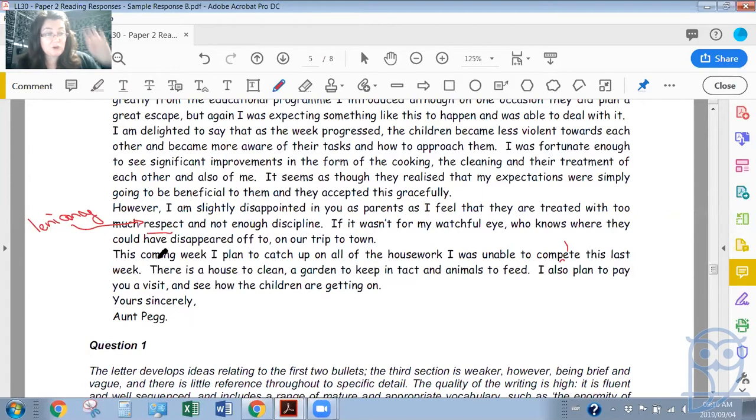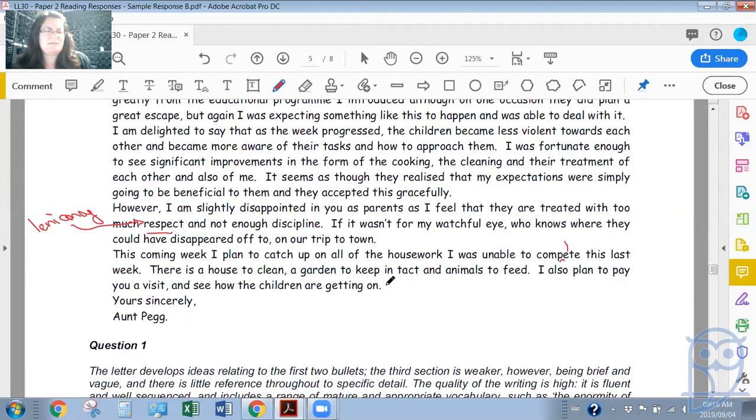So now going into the future plans for the coming week, there is a house to clean, a garden to keep intact, and animals to feed. I also plan to pay you a visit and see how the children are getting on.